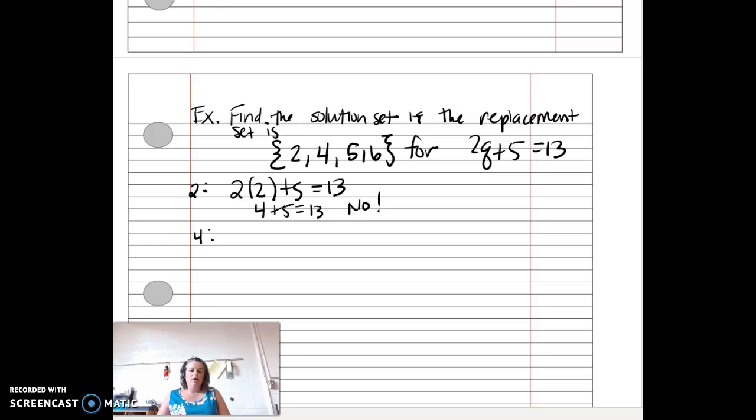We're going to try 4. So I have 2 times 4 plus 5. Does this equal 13? 8 plus 5. Yes, it does. So we know that 4 has to go in there.